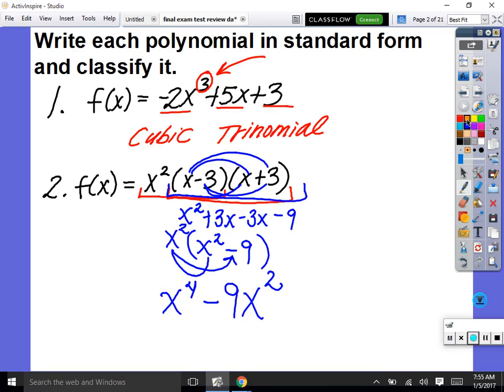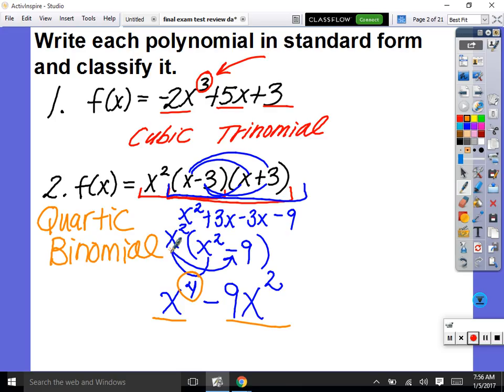So now we'll name it by the highest degree and the number of terms. So the highest degree is 4. What's the name for 4? Quartic. 4 quarts in a gallon. It's quartic. And then there's 2 terms, so binomial. Yeah. The first name always comes from the degree. Good question. Okay, questions on that?